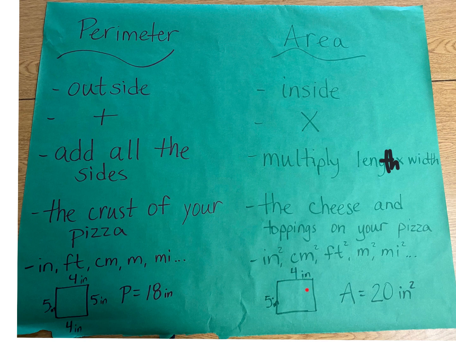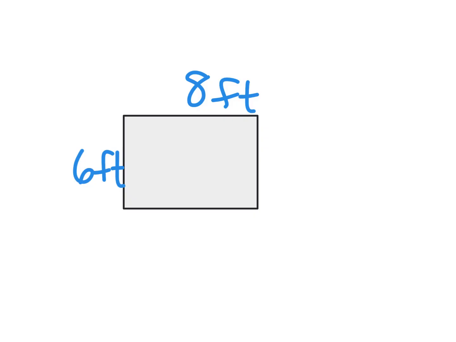To find the area of this shape, you just take how tall it is, the length and the width, and multiply those. So multiply length times width, 5 times 4, and you get the area, which is 20 inches. And notice it's squared. So they're talking about all the little squares inside this rectangle.